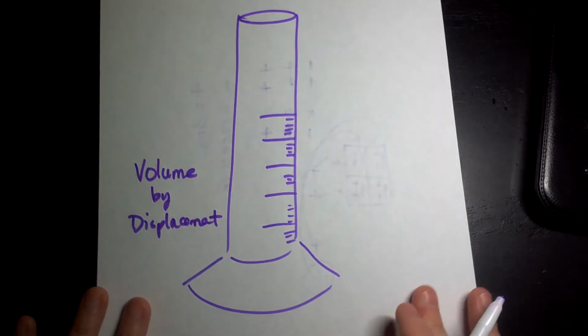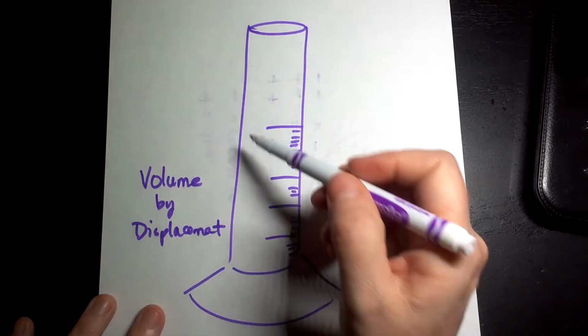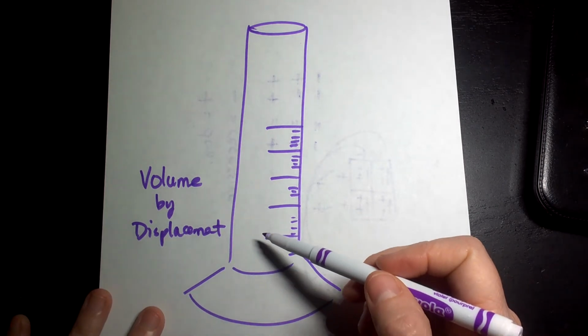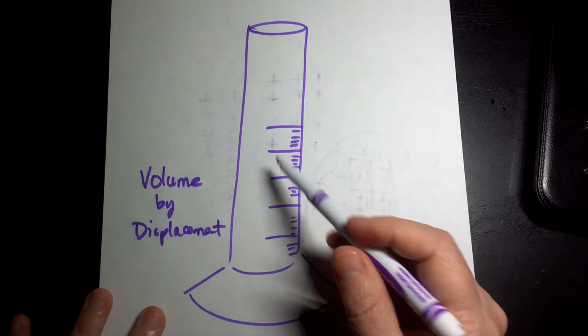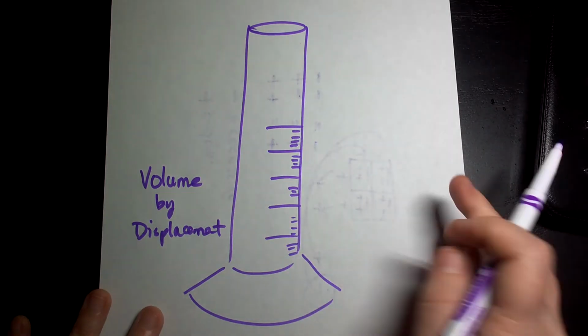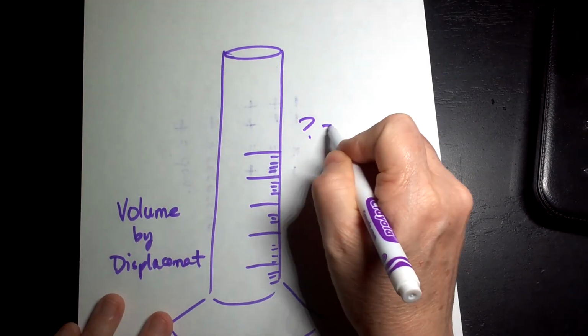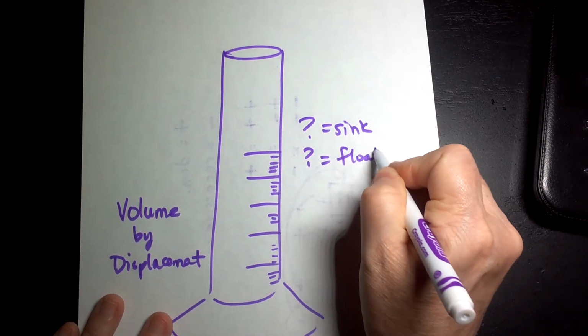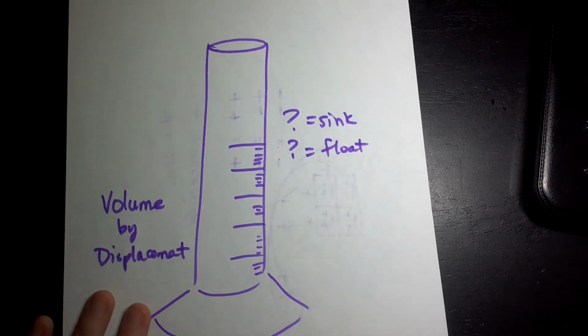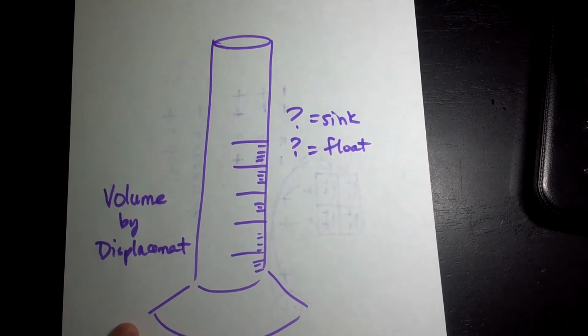And so if you put an item into this graduated cylinder and it floats, you really can't do density of it, because the item has to actually sink so that it's covered by water. So how do we decide what will sink and what will float? Okay, so it's all based on density.